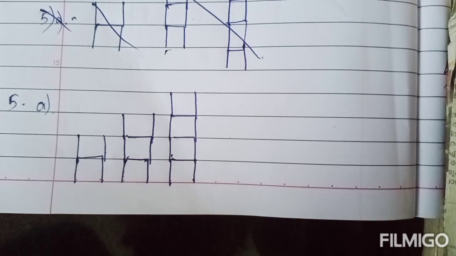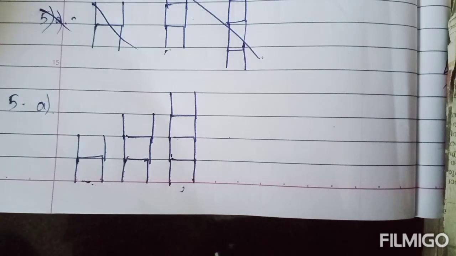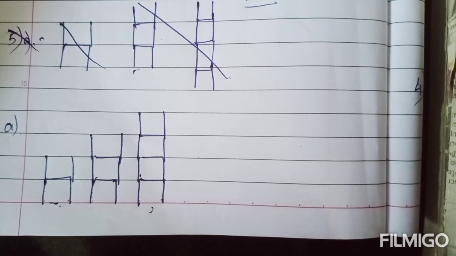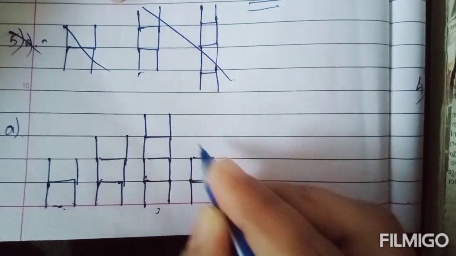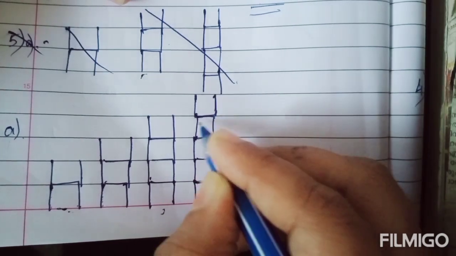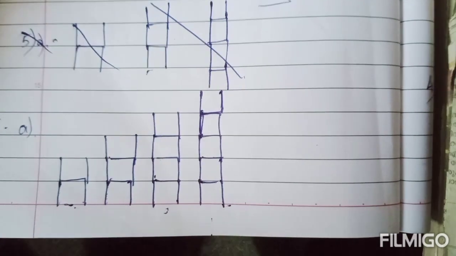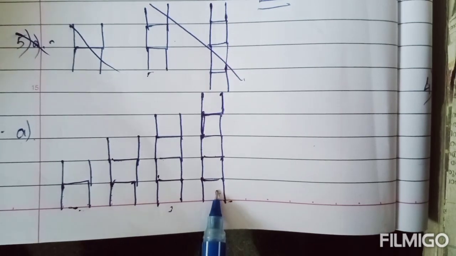Fifth question: in each of the following patterns, construct the next figure. In A, the first pattern, this is the pattern. What will be the next figure? You can see that it is increasing one block at a time, so you can add one more block here. 1, 2, 3, 4. Now this will be the fifth figure. Only one figure is needed, the next figure. So this will be the next figure.